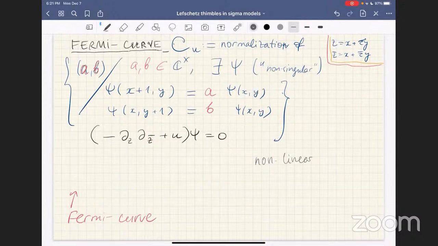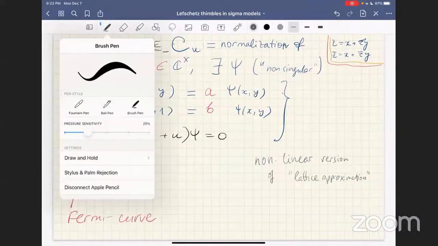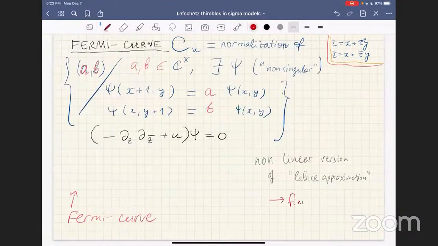Is it obviously consistent with your constraint, that the potential? Absolutely not. No, absolutely not. So that's why this is a bit too naive. But it turns out that there is a slightly nonlinear correction to this naive prescription, which turns out to be consistent with the constraint and everything else. And that's the notion of the finite gap potentials. So it's a nonlinear version of a kind of lattice approximation: the finite gap potentials.